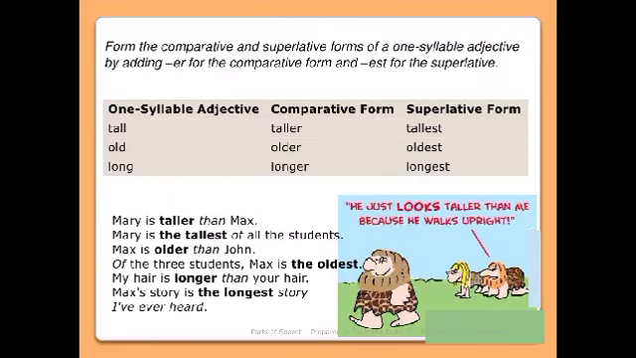The one syllable adjective: tall, taller, tallest. Old, older, oldest. Long, longer, longest. We form the comparative and superlative forms of one syllable adjectives by adding er or est. We can use that: Mary is taller than Max. Mary is the tallest of all the students.